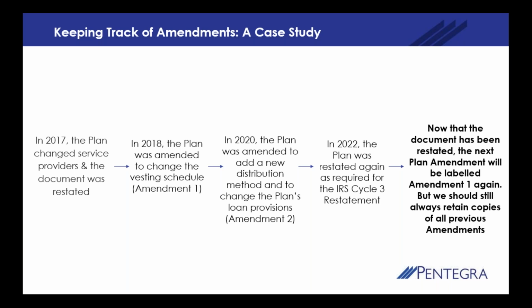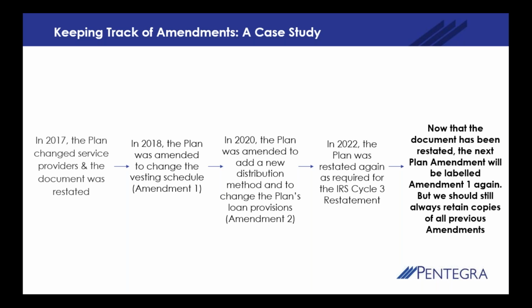And also, maybe had they understood that it was coming down the pipeline, they could have potentially done Amendment 2 during the restatement and bundled everything together just to minimize change and disruption to the plan. And then once the document was restated, then we start fresh. So the next plan amendment will then be labeled as Amendment 1.